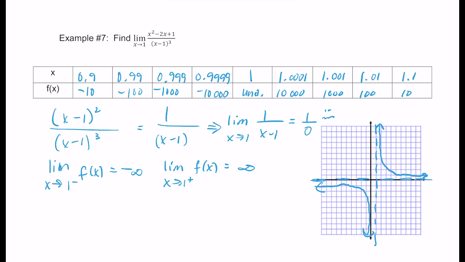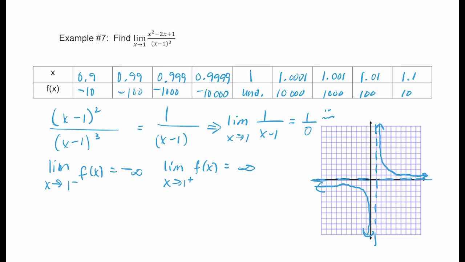So again, as x approaches 1 from the right, f of x is getting larger. You can see that in the table. And as x approaches 1 from the left, f of x is getting larger, but in the negative direction. So that's why it's negative infinity. So we can see here we're not getting anywhere with this, right?